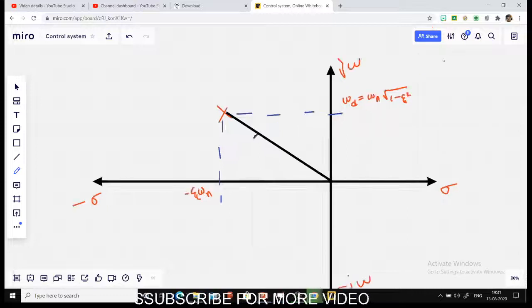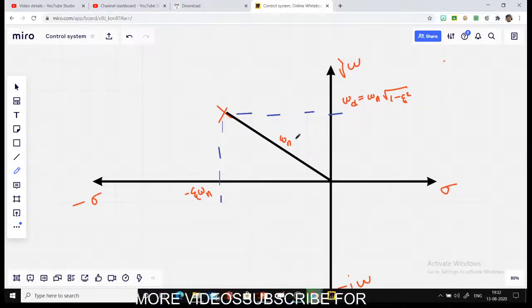Now this straight line which I am drawing between this pole and 0 represents omega n. As the length of the line increases, your omega n will increase. So you can easily calculate omega n just by plotting a pole and measuring the length of the line from 0; that will reflect into omega n.